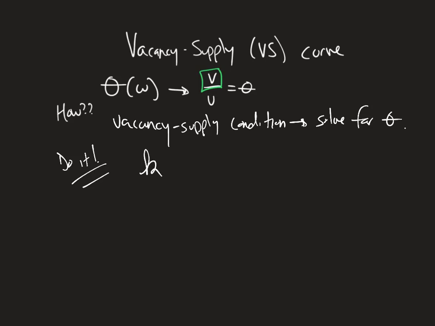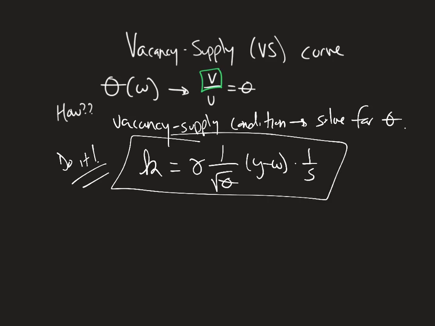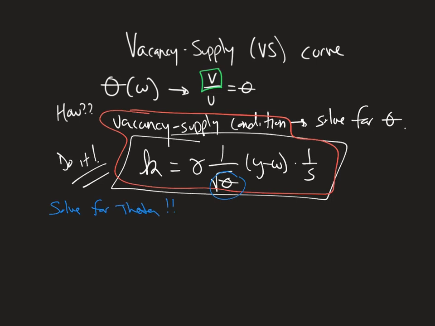So we went ahead and we solved for it, and we got K is equal to gamma 1 over the square root of theta times Y minus W times 1 over S. That's this vacancy supply condition. And now what we have to do is solve this for theta. If you want to go ahead and pause this video right now and try it yourself, go ahead. Or let's just follow along.